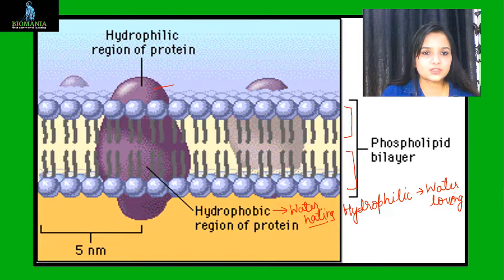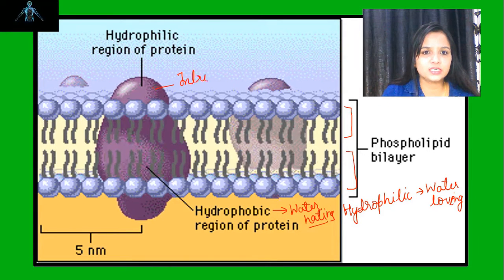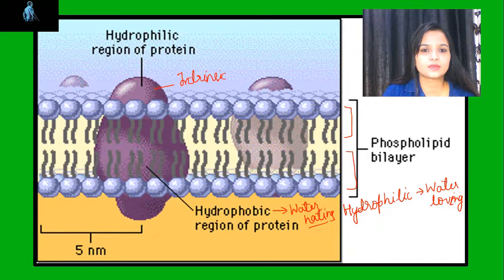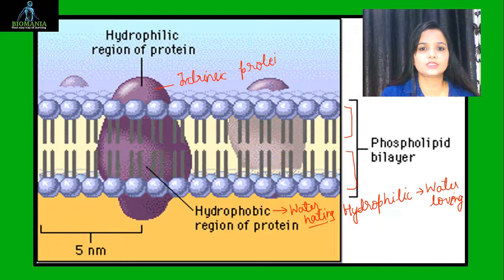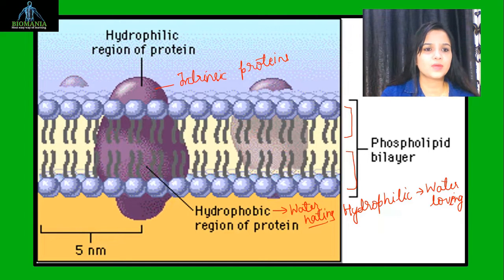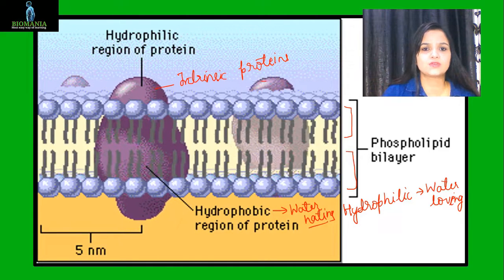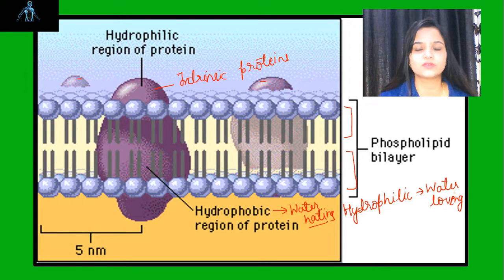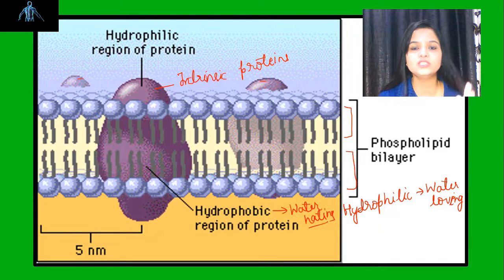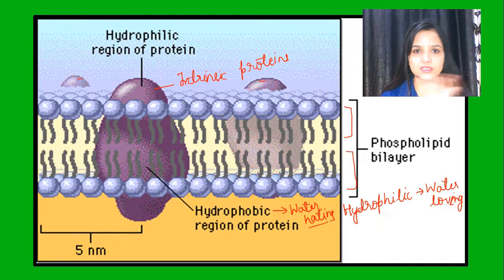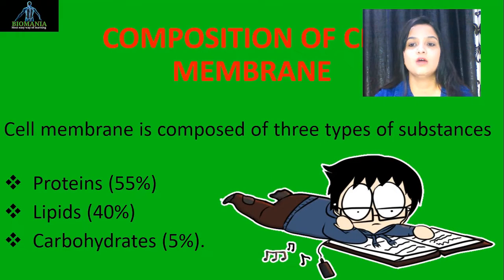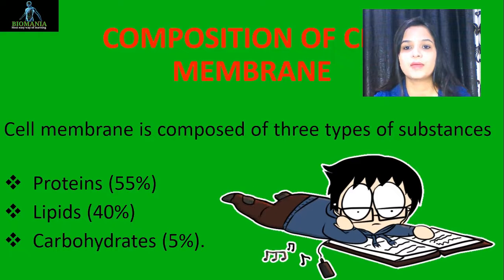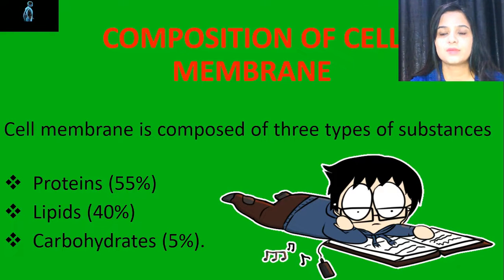And you know what is that which is floating inside that? These are actually the intrinsic proteins. So there are so many here. You can see so many intrinsic proteins, or you can say protein channels, present inside that. We will study that in another diagram also. So let's have a look at the composition of the cell membrane.